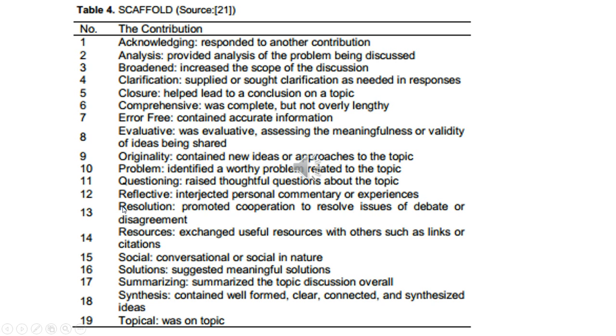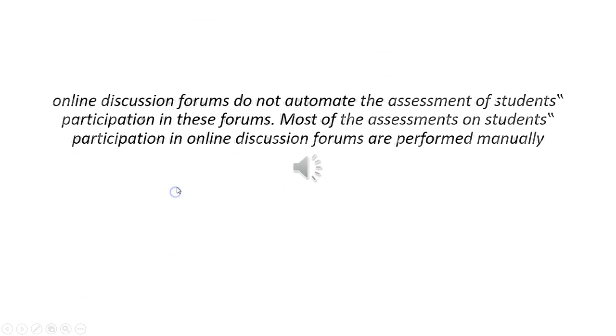So these are the 19 domains that are used by the scaffold model, from the beginning, how they acknowledge each other, how the analysis is done, to various comprehensive use of language in the transmission of knowledge and ideas, originality, reflection, resolution, and all of these 19 areas can be assessed, and various rubrics can then be used to help obtain a very structured and objective assessment of the online discussion forum.